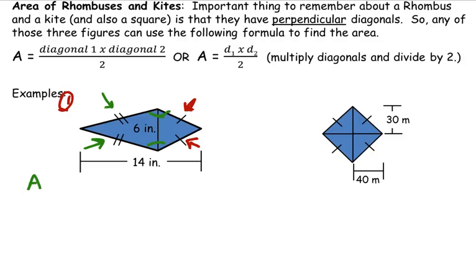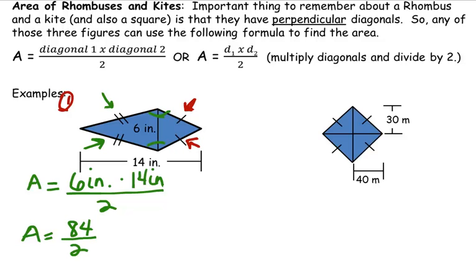So if I want the area of the kite, I've got diagonal 1, which is 6 inches, times diagonal 2, which is 14 inches long, and then I'm going to divide by 2. So my area here is 6 times 14, which is 84, and I'm going to divide that by 2.